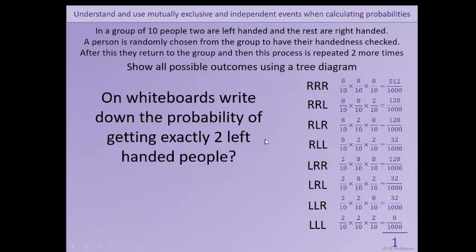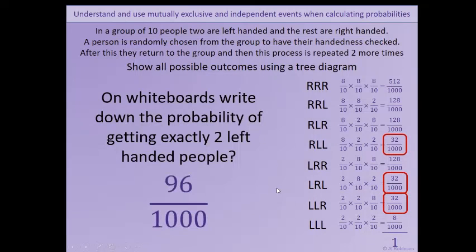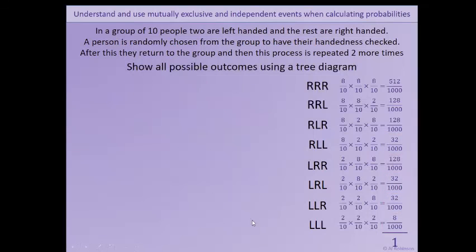Probability of exactly 2 left-handed people. So that could be right, left, left, or it could be left, left, right. Okay, but it says exactly 2. So you only want those 2 probabilities. So 128, 32, and then you've got 32 again, and exactly 2 here, 32. So you would add those up all together, and you've got 96 over 1,000.